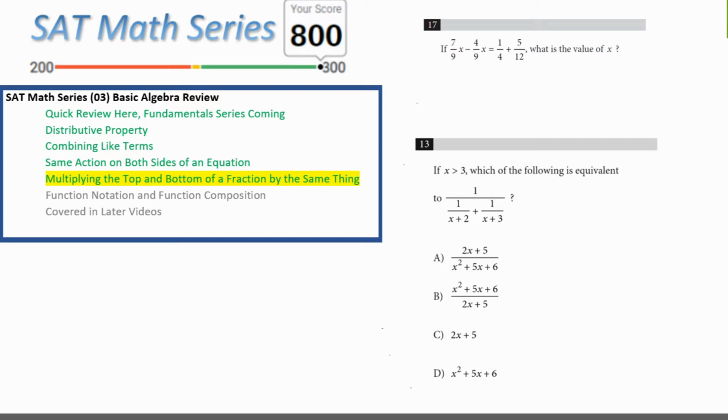Real quickly, let me again reiterate. If the pace seems too fast for you, please check out the series on fundamentals that is soon to come.